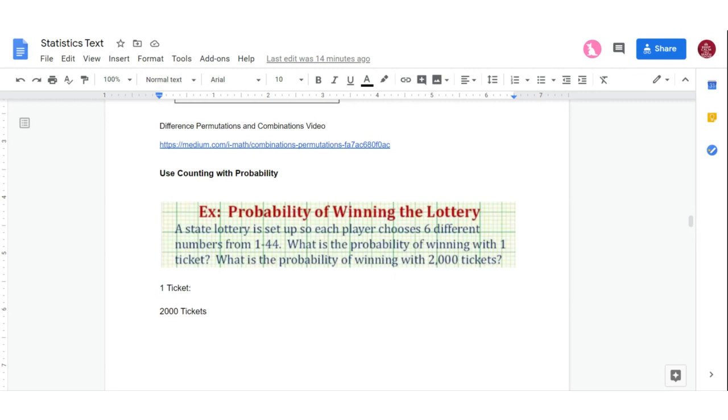All right, so we want to calculate 2 things here. One is just the probability of winning with 1 ticket, and then we'll see how buying 2,000 tickets changes that.